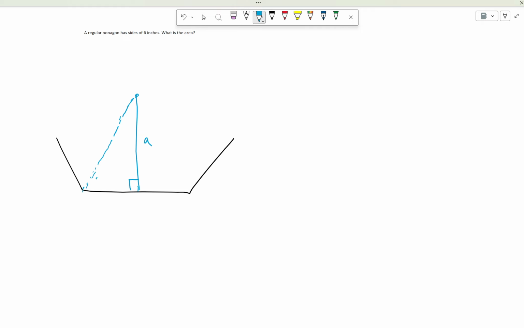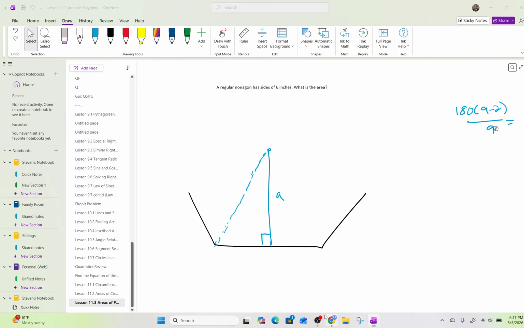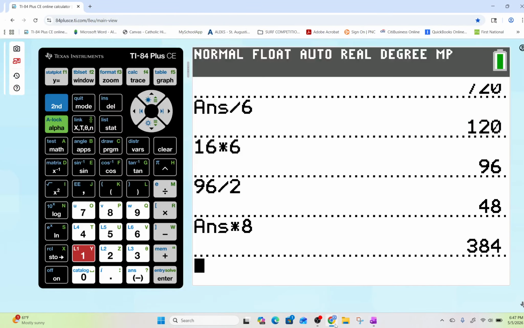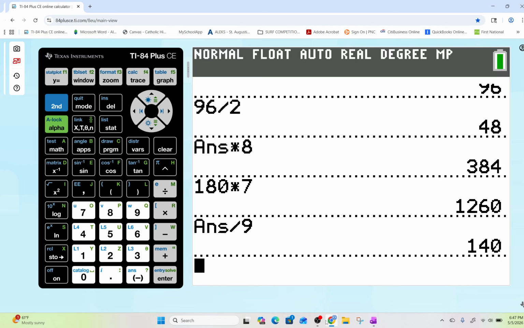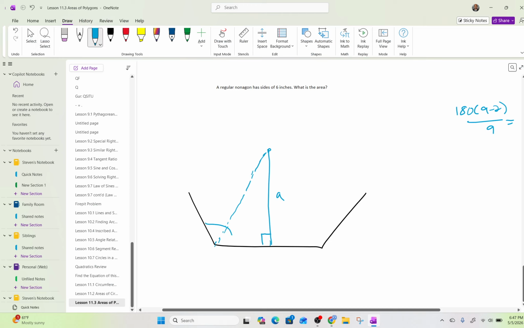So the question is, how much is this angle right here? And if I know that angle, then I know this angle, right? Because it's going to be the complement. And I don't even necessarily need to get into that. So how do we figure it out? Well, 180 times 9 minus 2 over 9, right? So 180 times 7 over 9. 180 times 7 divided by 9 is 140. So that's this whole thing for the nonagon, 140. So it means that this is 70 degrees and this is 20 degrees.